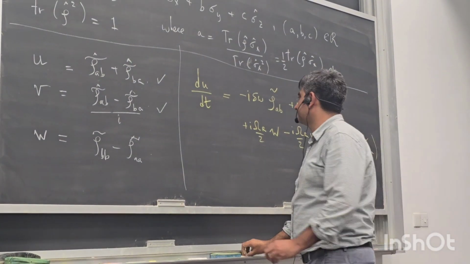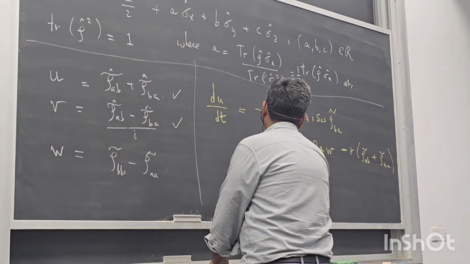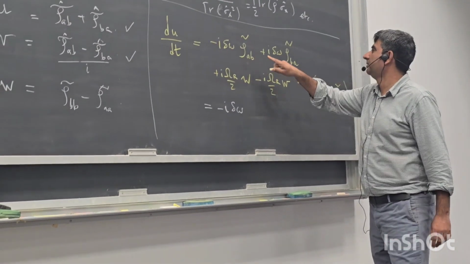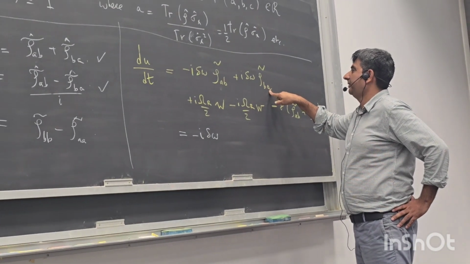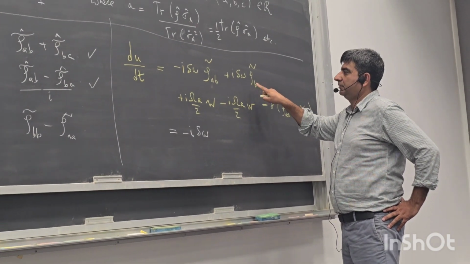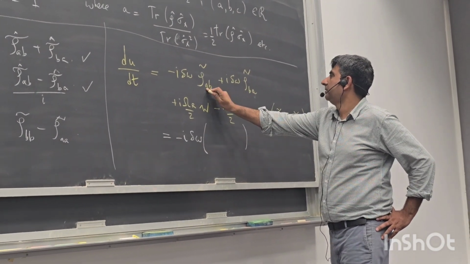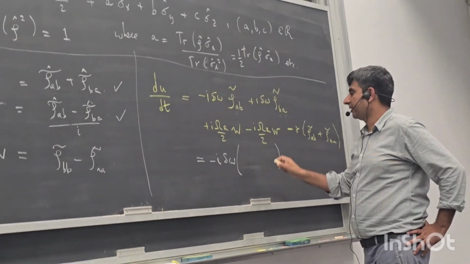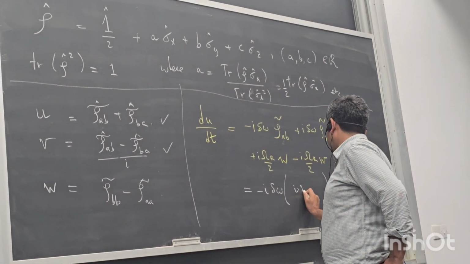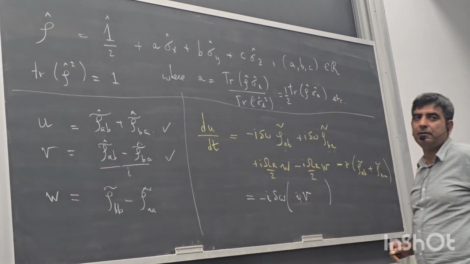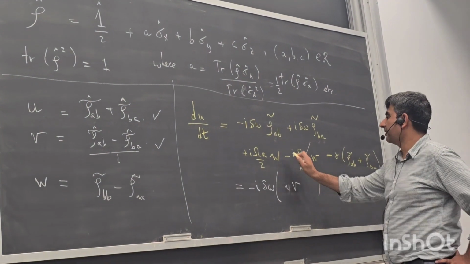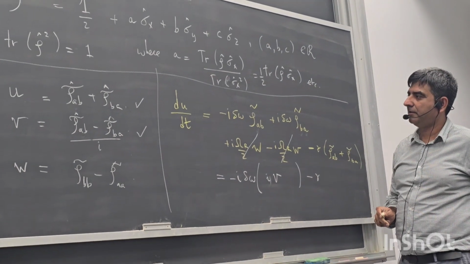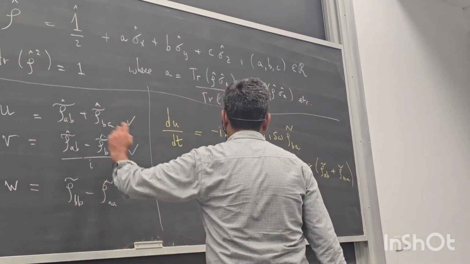So this will become minus I delta omega, rho AB minus rho BA. Rho AB minus rho BA, minus iota V will be iota V. This will just cancel out. Minus gamma rho AB plus rho BA, U.